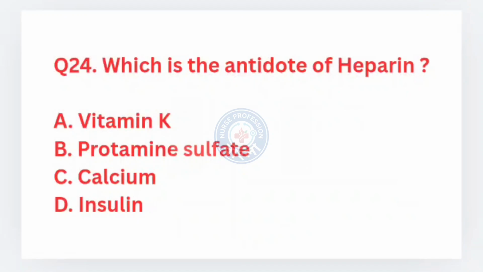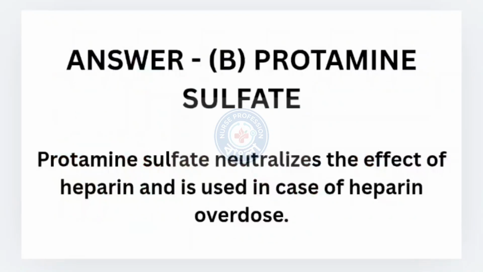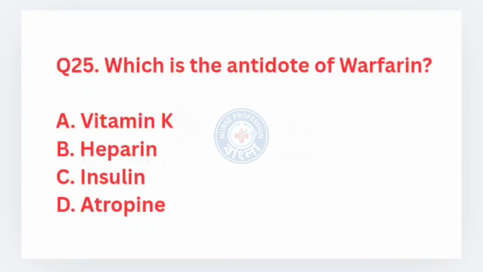24. Which is the antidote of heparin? Vitamin K, protamine sulfate, calcium, insulin. Answer: protamine sulfate. Protamine sulfate neutralizes the effect of heparin and is used in case of heparin overdose.